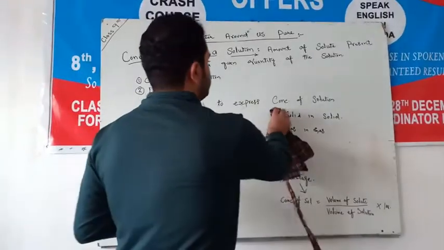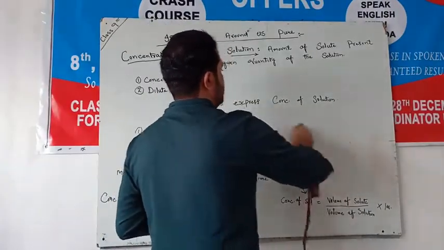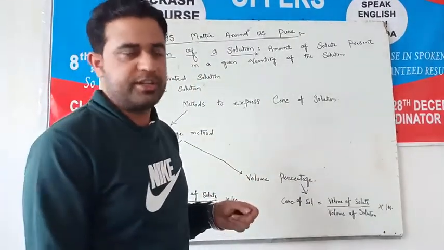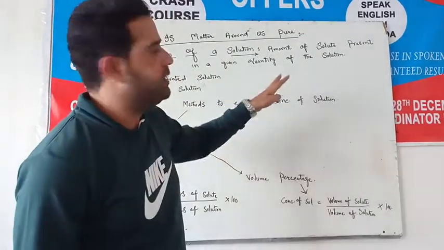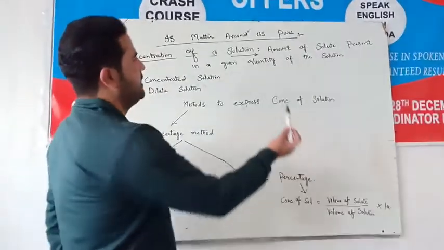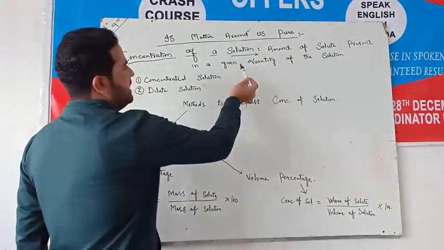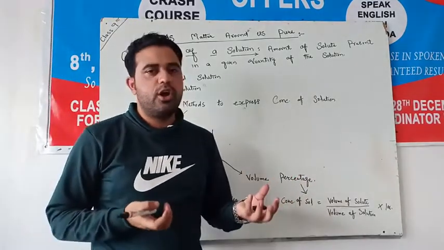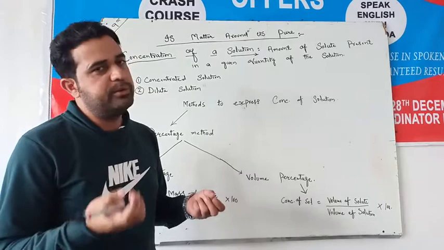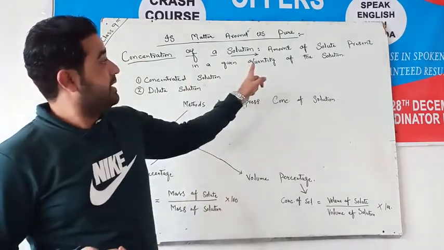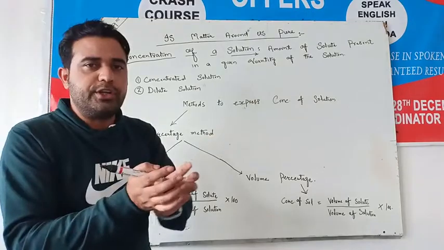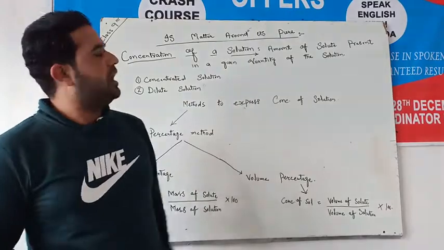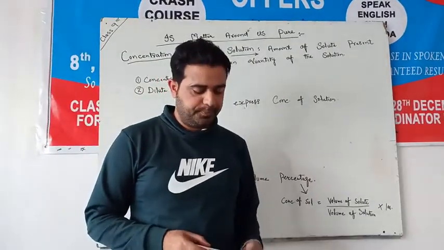But today we are going to discuss the concentration of the solution. What does concentration mean? Concentration, as I have written here, is the amount of solute present in a given quantity of the solution. The amount or percentage of the solute, which may be solid, liquid or gas, present in the total quantity of the solvent. The solvent is the substance which dissolves. So this is called the concentration of the solution.